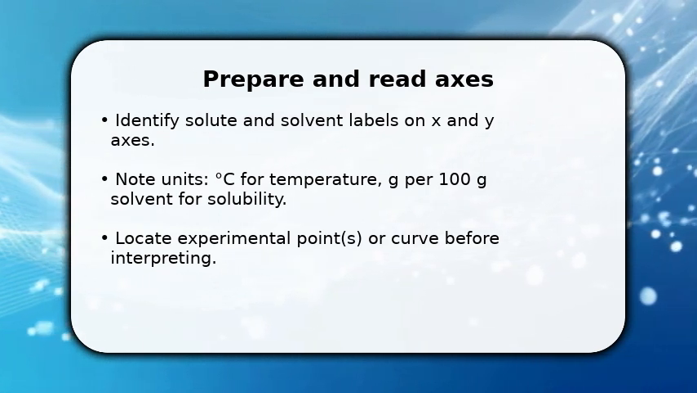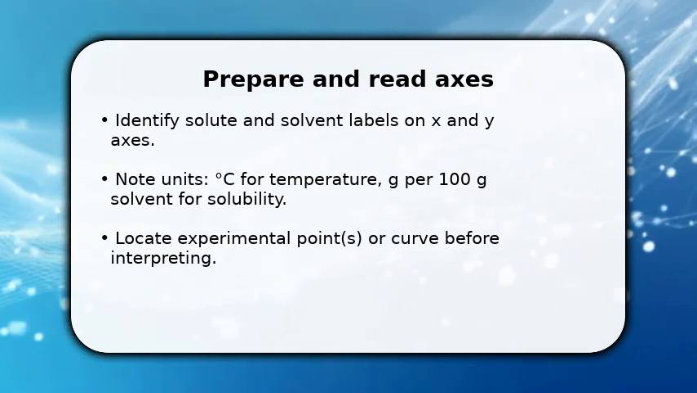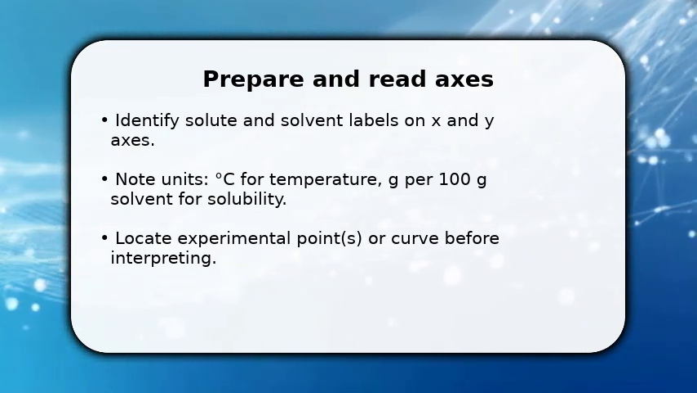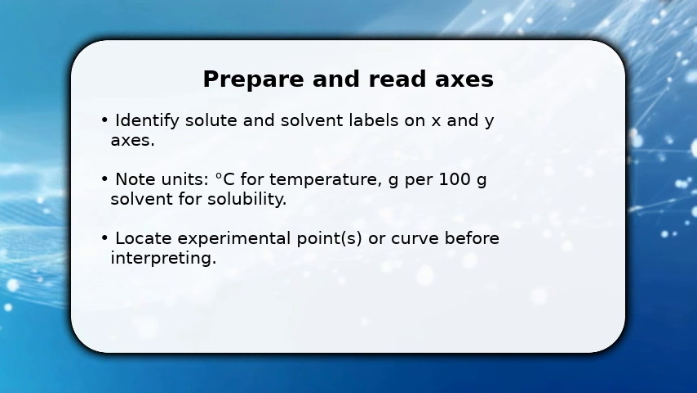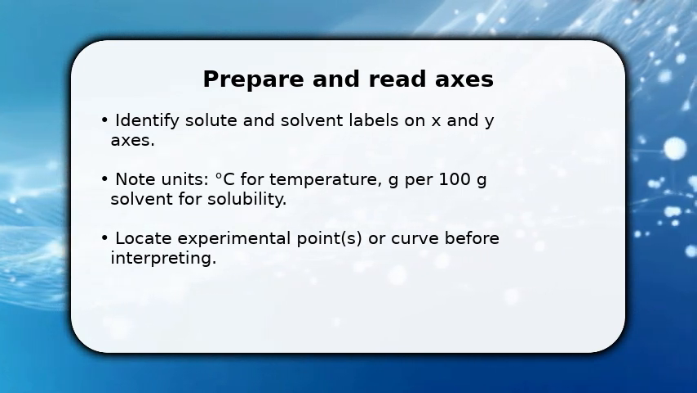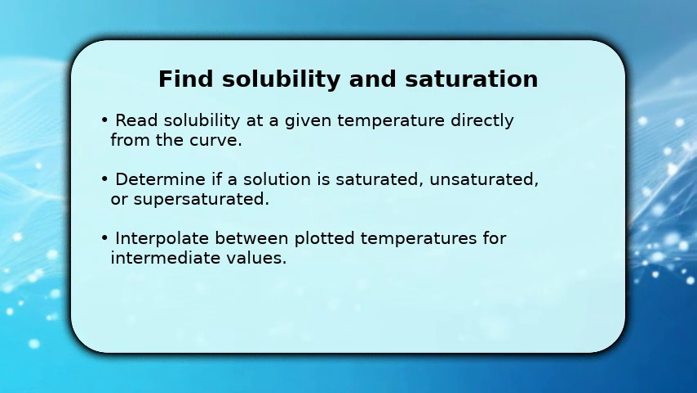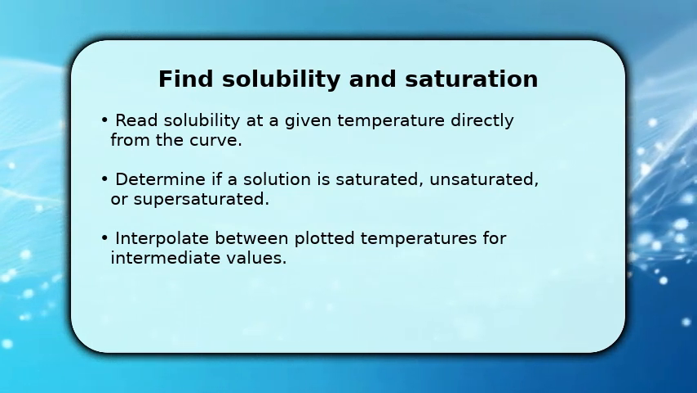If there are multiple curves, trace the correct one slowly, and keep your finger on the temperature value you care about so you don't lose context as you proceed. You now use the curve to read exact solubility at your target temperature by moving vertically from temperature to the curve, then horizontally to the y-axis.